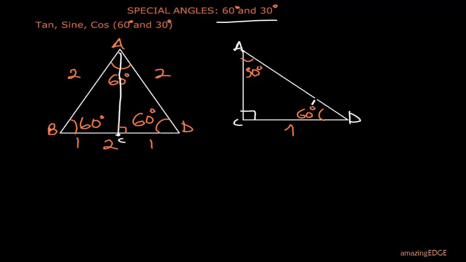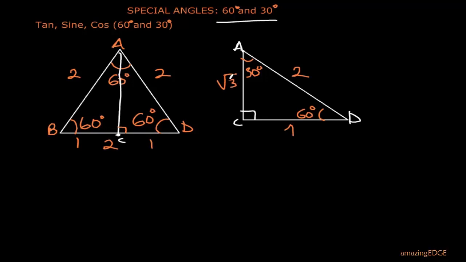Then on the other side, here still remains 2. So the only place we don't know now is line AC. By the Pythagoras theorem, remembering that we're working with a right angle triangle and having the two sides, the Pythagoras theorem will give you here to be equal to √3.